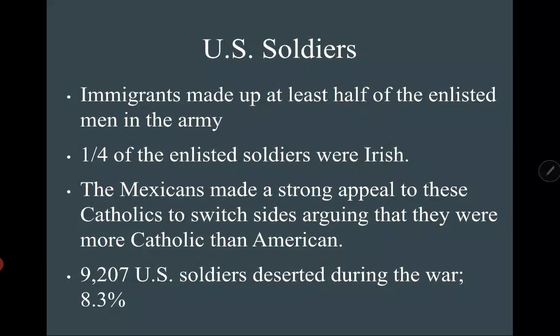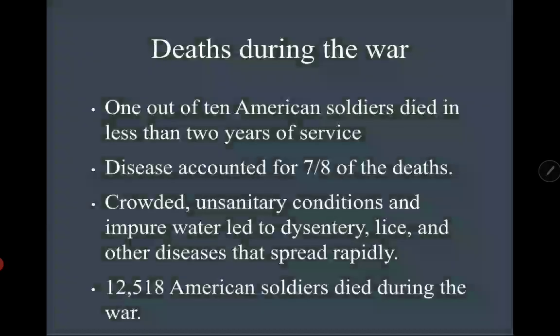Immigrants are going to make up half of the enlisted men. Many are Irish. And a lot of Mexicans actually try to appeal to these Catholics to desert during the war, but it's not that successful. Only 8.3% desert. 1 out of 10 Americans died, mostly due to disease and unsanitary conditions. 12,000 soldiers died during the war.